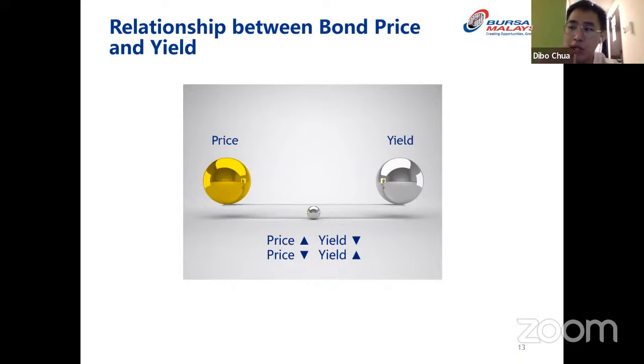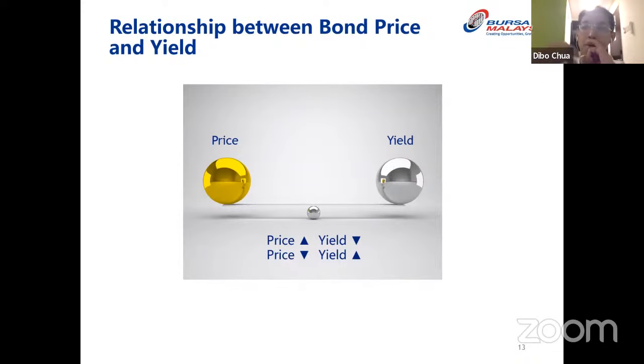Right now, maybe the audience here have this question, it's quite confusing. Just now you said that the par value is 100, and now the price will fluctuate. How is this so? The reason is this: the bond itself, just now we talked about the coupon. The coupon will not fluctuate.